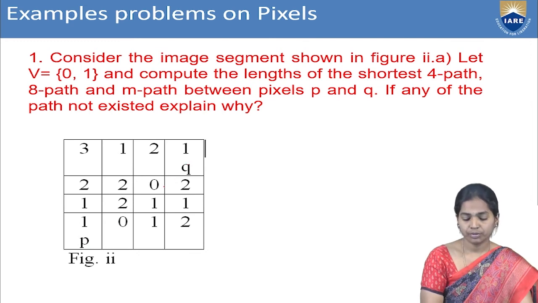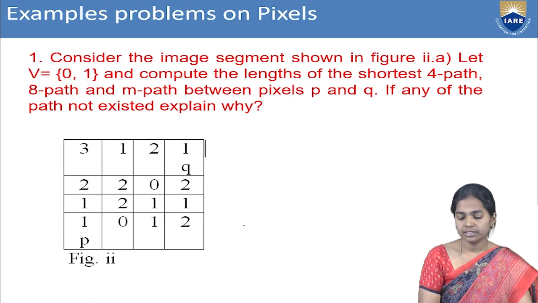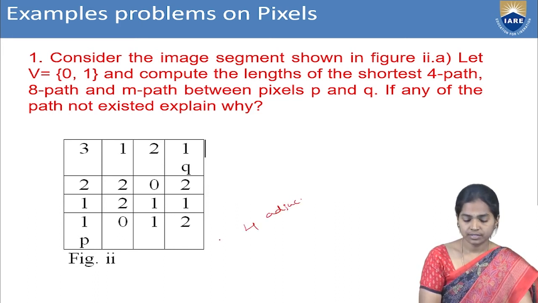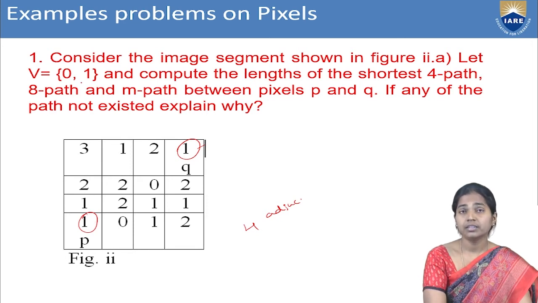So find the path from P to Q. Which pixel values are 0 and 1? We can choose only that path. So, consider for example 4-adjacency. With 4-adjacency, this is point P, this is point Q. From point P to Q, how many zeros and ones are there? Here the adjacent pixels are 0 and 1. We can choose only those pixels.